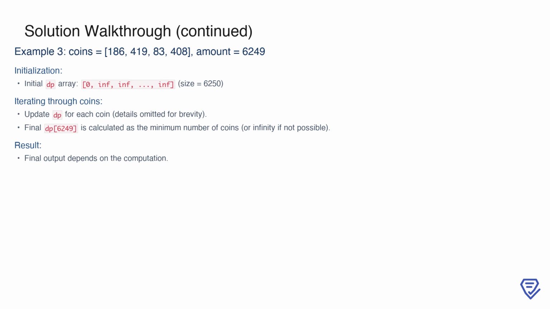We then process each coin one by one, updating the dp array to reflect the minimum coins needed for each amount up to 6,249. While the detailed calculations for each coin are omitted here, the process remains the same. For each coin, we iterate through the amounts and update the dp values using the dynamic programming formula. After processing all coins, we look at dp[6,249] to determine the result. If it contains a finite value, that indicates the minimum number of coins required, otherwise, it means it's impossible to form the amount, and we return -1.